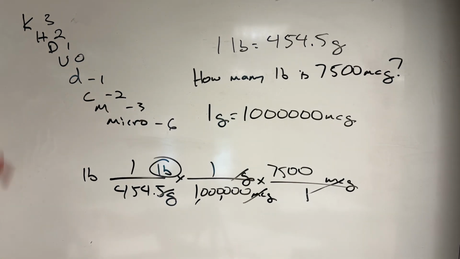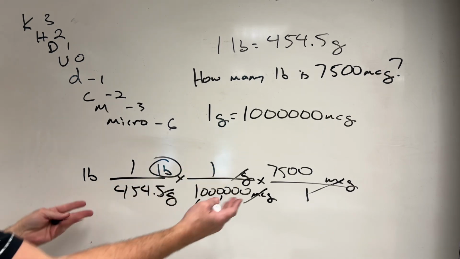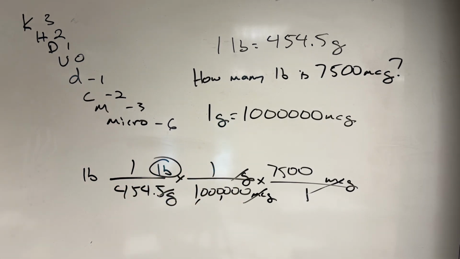Okay, so that's how you use the King-Henry tool to create conversion factors that you can then plug in to your dimensional analysis equations.